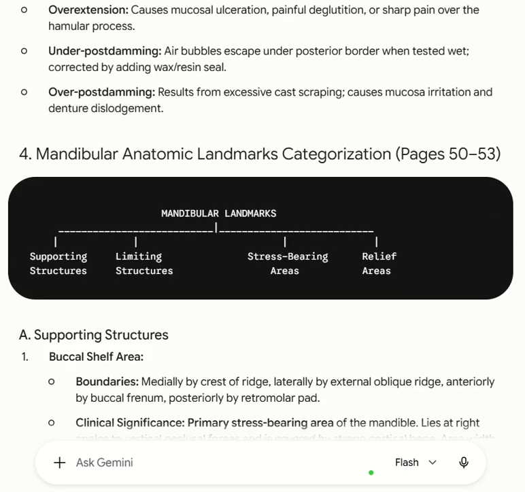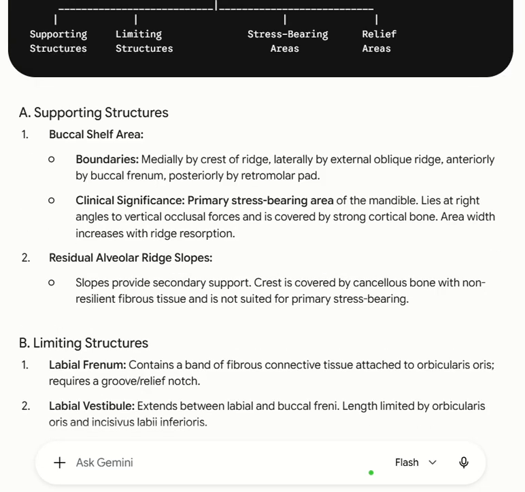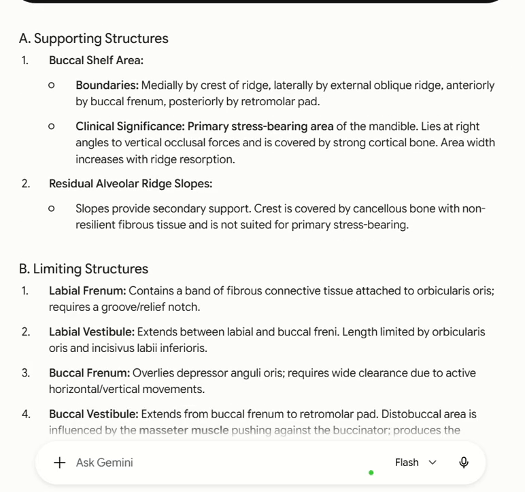4. Mandibular anatomic landmarks categorization, pages 50 to 53. A. Supporting structures. Buccal shelf area, boundaries: medially by the crest of the ridge, laterally by the external oblique ridge, anteriorly by the buccal frenum, posteriorly by the retromolar pad. Clinical significance: primary stress-bearing area of the mandible. It lies at right angles to vertical occlusal forces and is covered by strong cortical bone. Area width increases with ridge resorption. Residual alveolar ridge slopes provide secondary support. The crest is covered by cancellous bone with non-resilient fibrous tissue and is not suited for primary stress bearing.